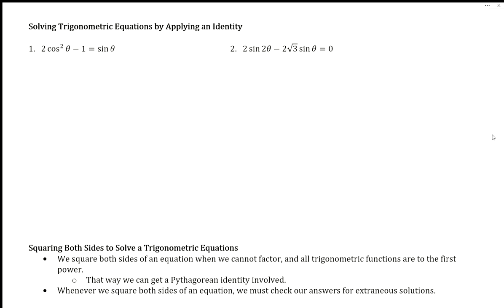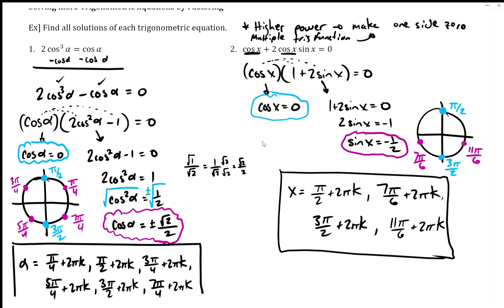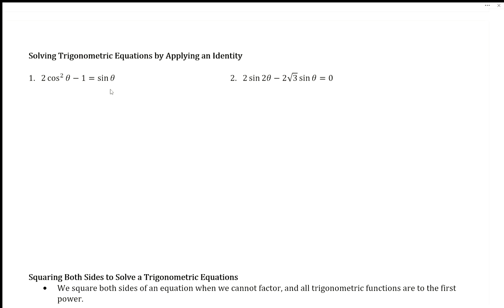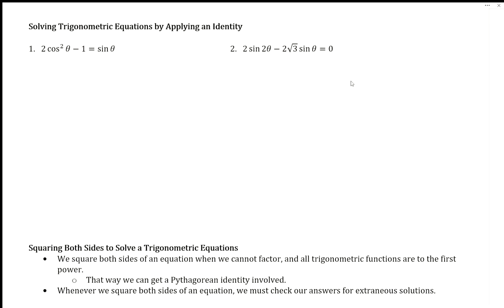Hi everyone, and welcome to our video on solving trig equations where we need to apply an identity to help us solve. So in this first one, notice we have a mixture of trig functions. In the previous video, I did say we want one side to be 0 if there's multiple trig functions. Well, that's still true on this. So let's first make the side 0.